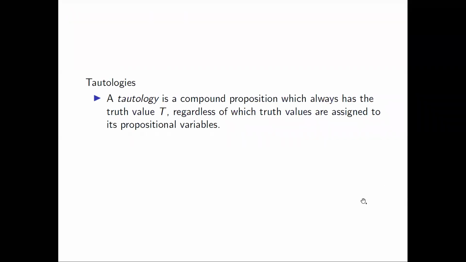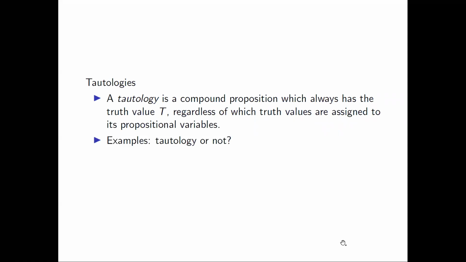So here's a new term. A tautology is a compound proposition which always has the truth value true, which we denote T, regardless of which row of the truth table we look at. In other words, regardless of which truth values we assign to the propositional variables inside the compound proposition.